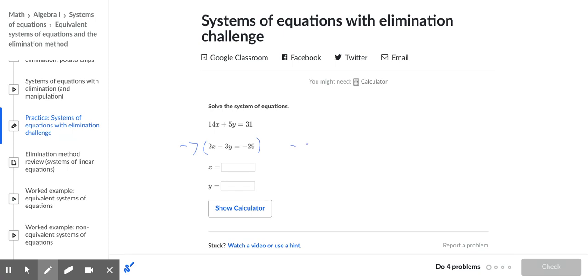So I get negative 14x plus, remember it's negative 7, so negative 7 times negative 3 is positive 21y, equals negative 29 times negative 7, which is going to be positive 203. Positive 203. And then I'm just going to rewrite this equation here so that I can add them together.